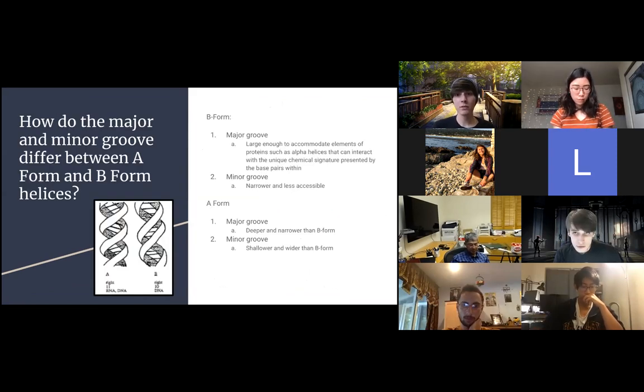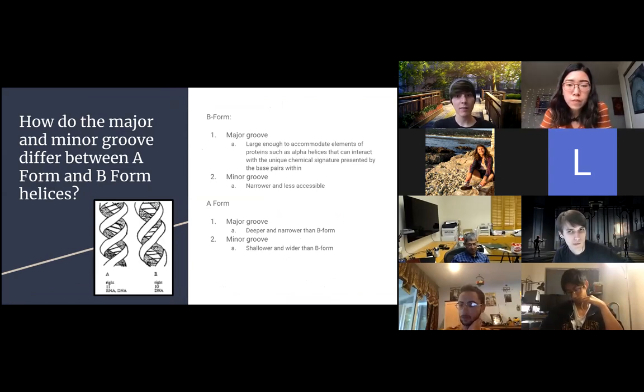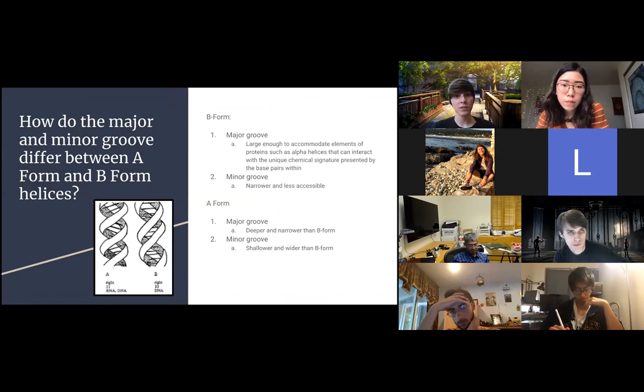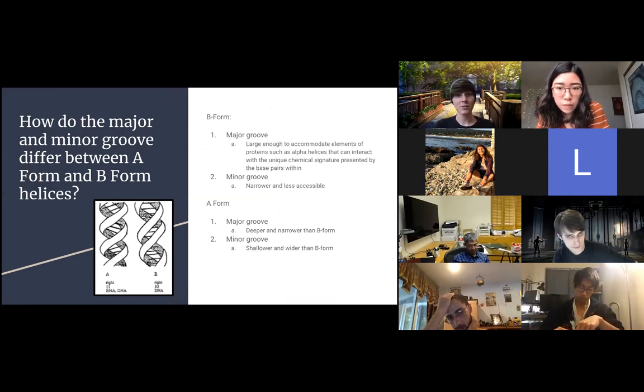So the B form major groove is large enough to accommodate elements of proteins, such as alpha helices, and can interact with the unique chemical signatures presented by the base pairs within. The minor groove is more narrow and generally less accessible than the major groove, but this doesn't necessarily exclude any molecules from interacting with it. So you will still see interactions with the minor groove occasionally, but generally speaking, the major groove offers more specificity.